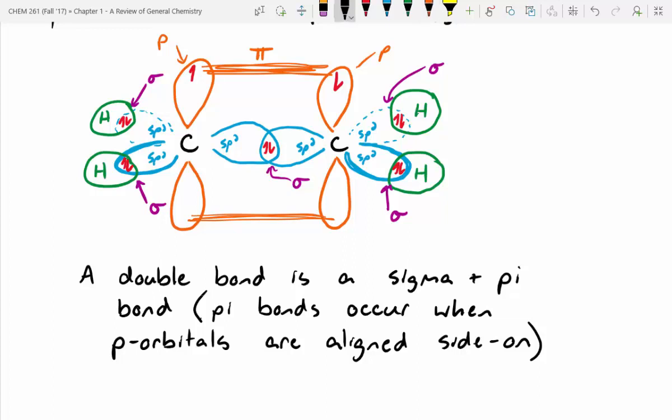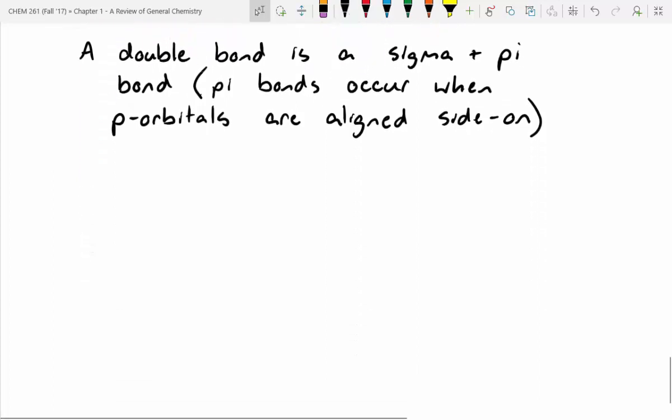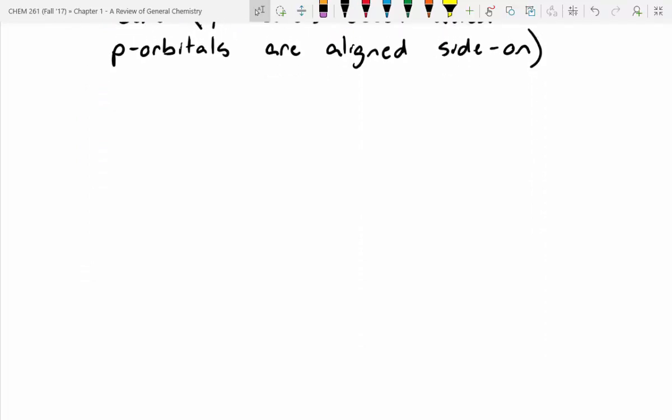All right, let's take a look at a harder one. Let's do the same thing, but let's do C2H2. So I want you to draw the Lewis dot structure and then predict the hybridization, geometry, angle, everything that we did for the previous example, but this time C2H2.